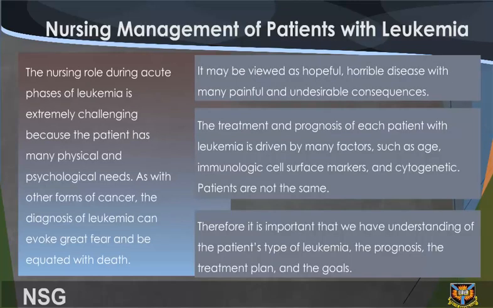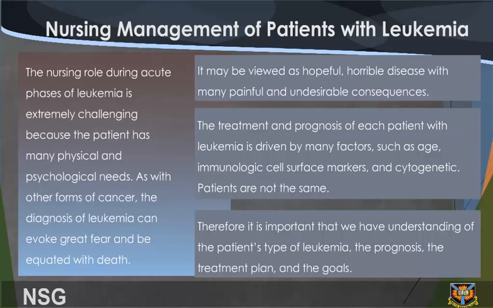Nursing management of patients with leukemia. The nursing role during acute phases of leukemia is extremely challenging because the patient has many physical and psychological needs. As with other forms of cancer, the diagnosis of leukemia can evoke great fear and be equated with death. It may be viewed as a hopeless, horrible disease with many painful and undesirable consequences.